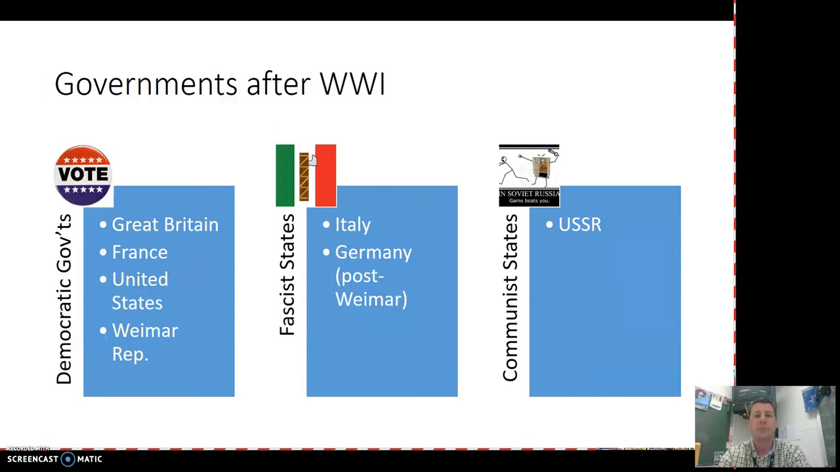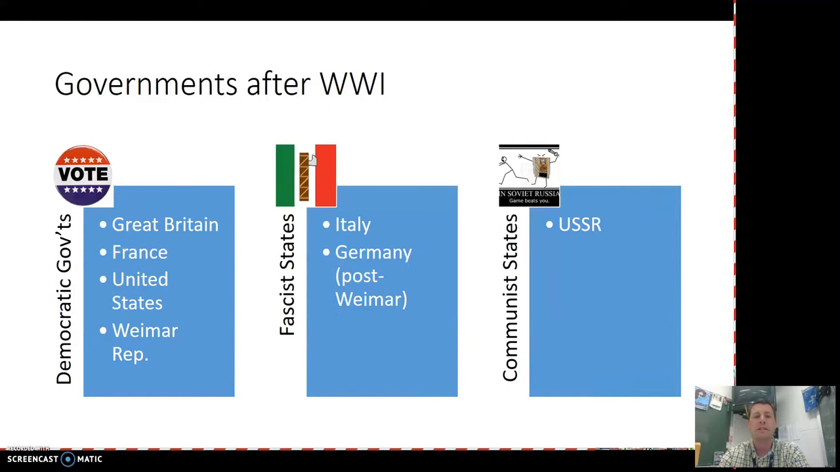These democratic governments. Remember, that doesn't mean that they're necessarily true democracies, but they're based on democratic principles. Most of these in Europe, especially, are going to be parliamentary republics of some kind. England is still going to have a monarchy, but with parliament kind of being the ones running the show.